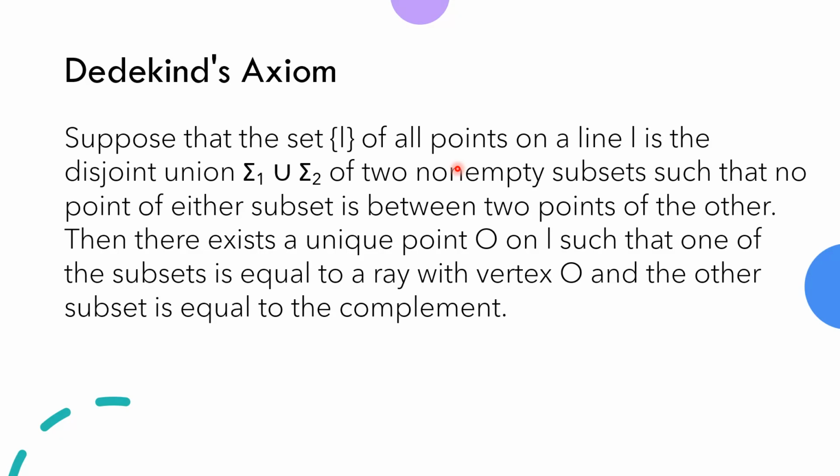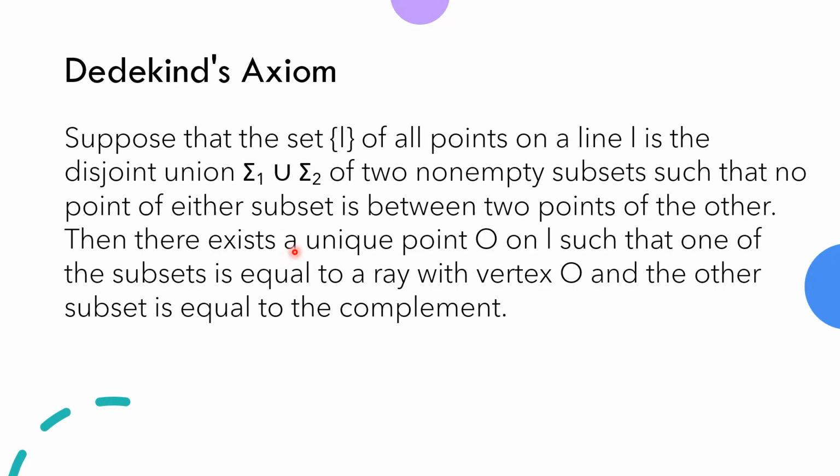Aside from that, we are treating the line as one set of points. So there is now a universal scope: this applies to any line in the geometric plane. Aside from that, we have the disjoint union of Σ1 and Σ2, two non-empty subsets. So there is now what we call the partition concept: every point on the line belongs to exactly one of two groups. Disjoint means no point belongs to both Σ1 and Σ2. Union means together, so Σ1 and Σ2 account for every point on the line. Non-empty means both subsets contain at least one point.